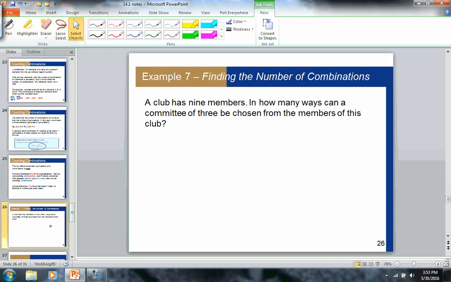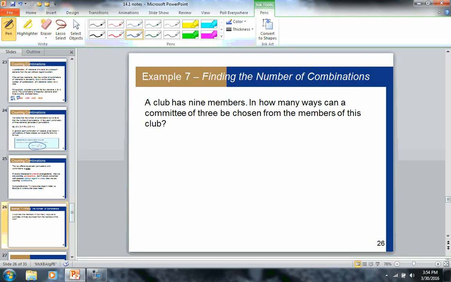Okay, so here a club has 9 members. How many ways can a committee of 3 be chosen from the members? Now, when we saw this in example 5, it actually listed the exact positions that they wanted: president, vice president, and secretary. So when you have a specific position that you're trying to fill, that's a little clue that order matters there. But here they just want a group of 3.